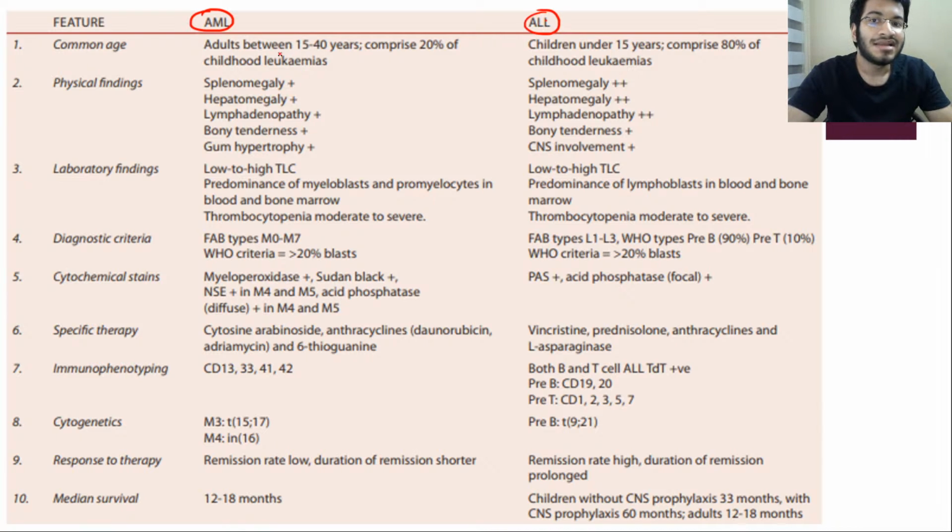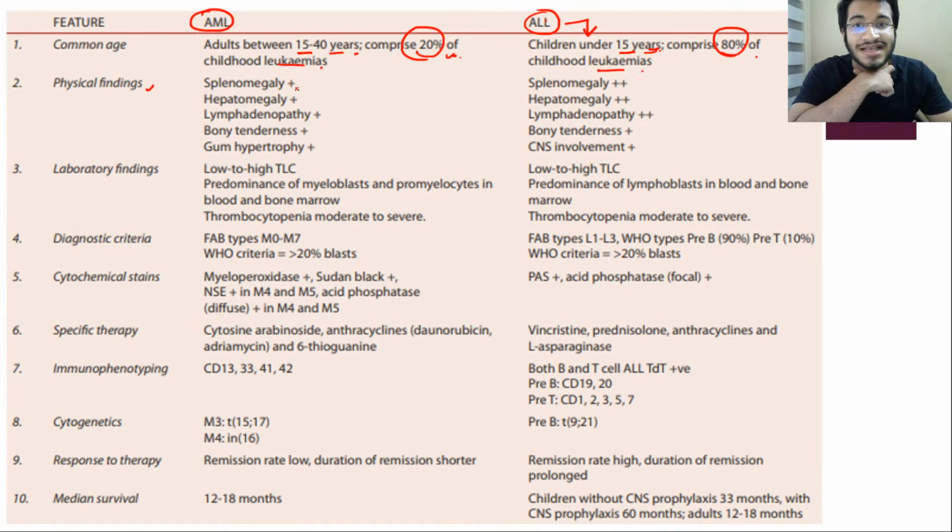So AML's common age is between 15 to 40 years of age and comprises almost 20% of childhood leukemias. But ALL is the most common type of leukemia under 15 years of age, and it comprises 80% of the childhood leukemias.